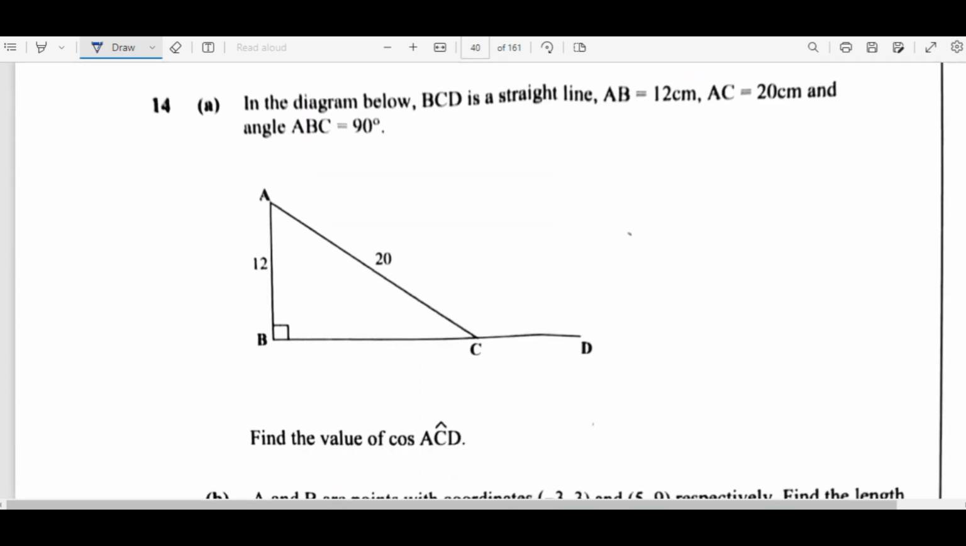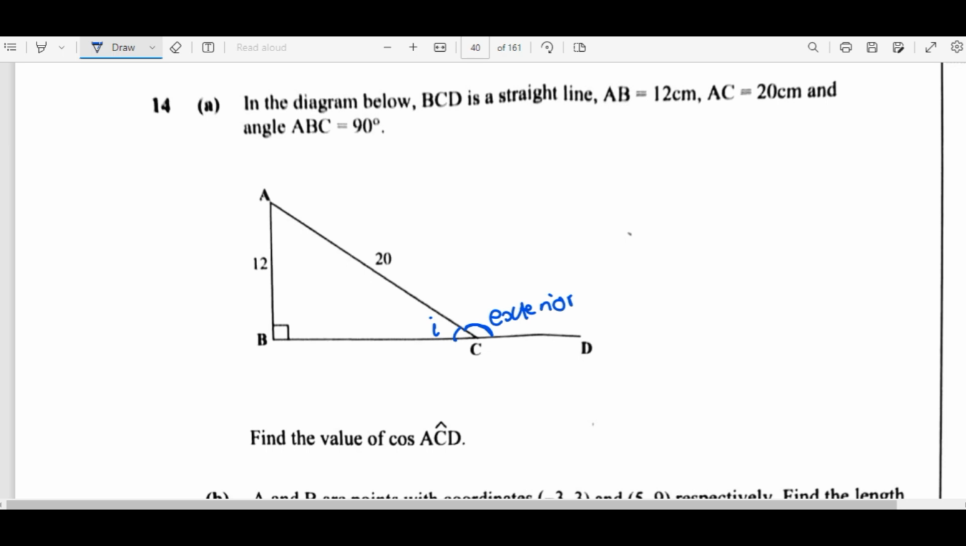We go to question 14. In the diagram below, BCD is a straight line, AB is equal to 12 centimeters, AC is equal to 20 centimeters, and angle ABC is equal to 90. Find the value of cos ACD. So we want this. Now this is an exterior angle. So we can't go direct to find the exterior angle. We are supposed to find the interior angle, which is we need to find this angle.